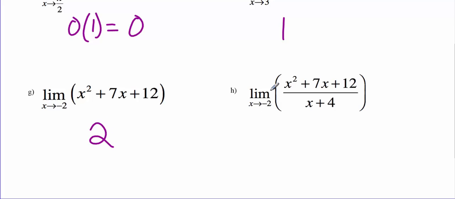And if you notice, h and g, the numerator on h is already covered on g, so it's basically just 2 over negative 2 plus 4, so 2 over 2, which would just be equal to 1.